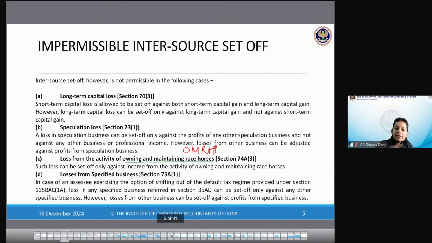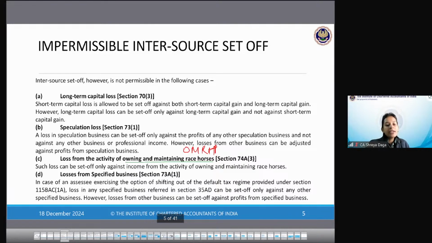We call this activity, no riding, no boxing. This activity is called owning and maintaining racehorses. It is OMRH. No Dream 11. You all are confusing it with electronic gaming and betting. That is different. Casual income is different. Owning and maintaining racehorses, we in short call it OMRH, so that when you read the cheat sheets, this is how we will refer to it. It is different from casual income. Please don't mix them up. Gambling, don't mix.